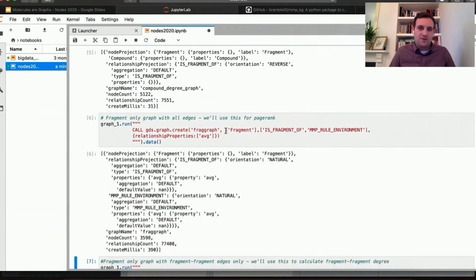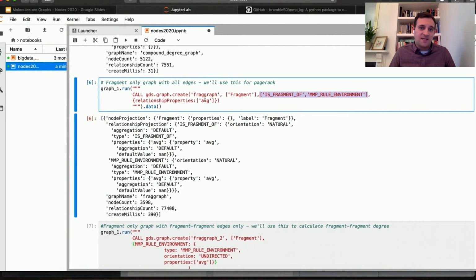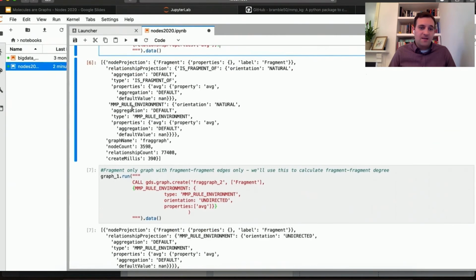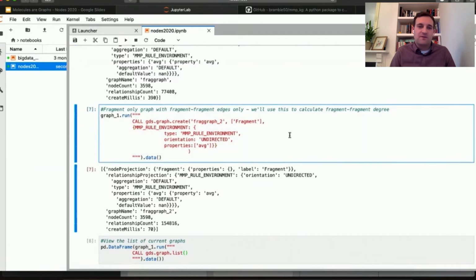Here we've just got fragment nodes and then all of the edges related to fragments. We've also encoded a property in this graph as well, so we can use this to weight our PageRank. So this is the actual property of the data that we're looking at. So that solubility measure or that plasma protein binding measure. We want this in there so we can actually use it to weight our PageRank algorithm. And then the final graph we're going to make here is one that just looks at fragment edges, and this is to look at the degree between fragments.